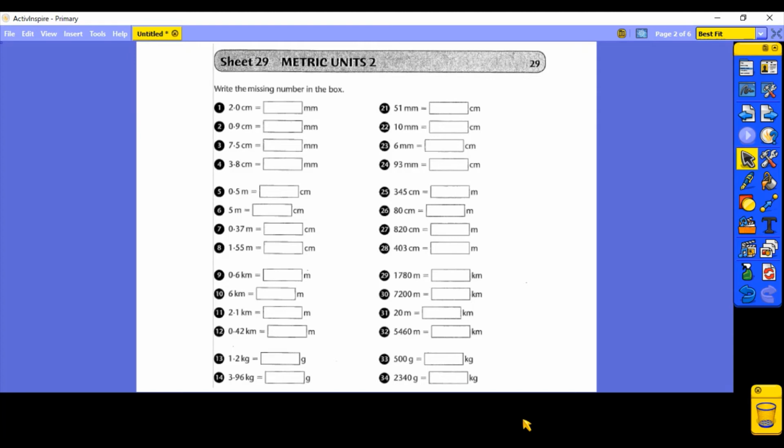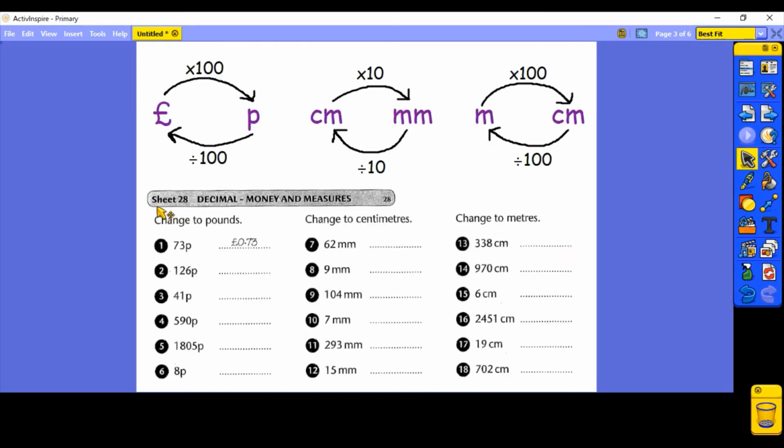So I'm not going to go through those ones because we've done quite a bit of that already, and we did that in the last activity. But just use your loop diagrams for this, which is why I asked you to write them down. We're going to have a little look at sheet 28 because there's some bits on here that are a little bit mean, a little bit confusing. So the first section should be fairly self-explanatory. You just have to change the first column into pounds, the next one into centimetres, and the next one into metres. So you're going to be using these 3 loop diagrams to help you.